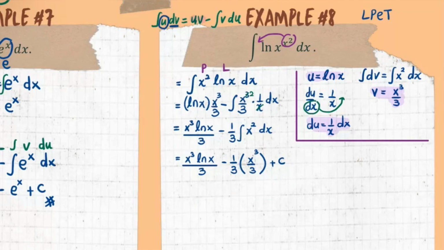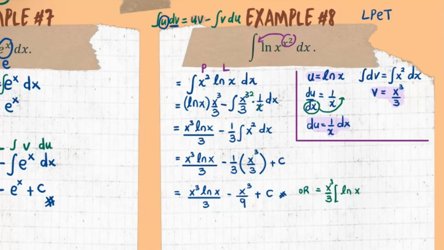Okay, and now let's combine all together. Saya ada 1/3 darabkan dengan 1/3 dapatlah 1/9. So here I want to write as X cube ln X over 3 minus X cube over 9 plus C. So boleh tinggalkan jawapan seperti ini. Boleh juga nak biarkan jawapannya seperti ini. So kita ada ln of X minus 1 over 3 plus C. So nak biarkan jawapan seperti ini pun betul juga.